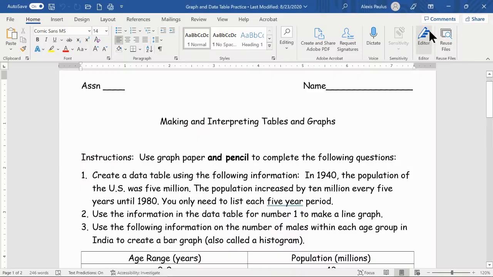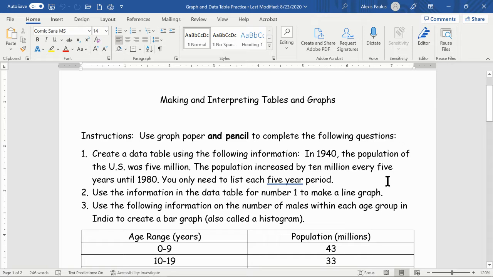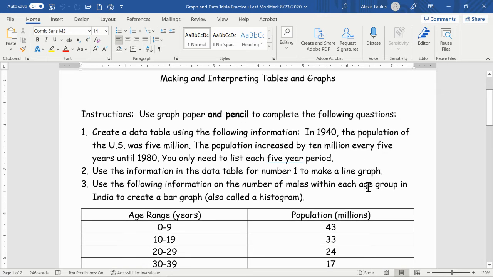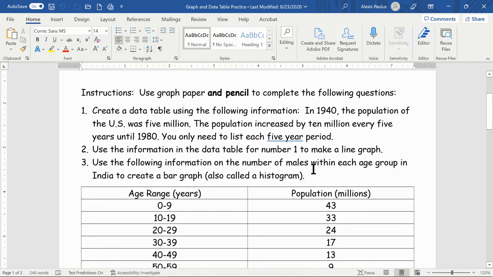All right, so we're going to be doing number 1 on this assignment. Create a data table using the following information. In 1940, the population of the U.S. was 5 million. The population increased by 10 million every 5 years until 1980. You'll only need to list each 5-year period. So we're doing number 1.